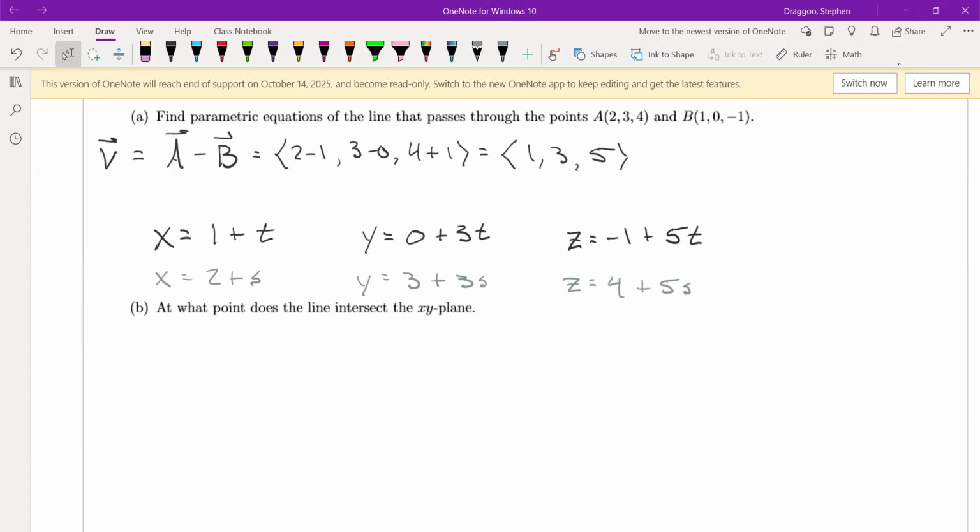At what point does this line intersect the xy plane? So the xy plane, that's going to be when z is equal to 0. Right, that is the xy plane. So if z is equal to 0, I'll just set 0 equal to my parametric equation for z. So -1 plus 5t equals 0 means t is going to be 1/5.